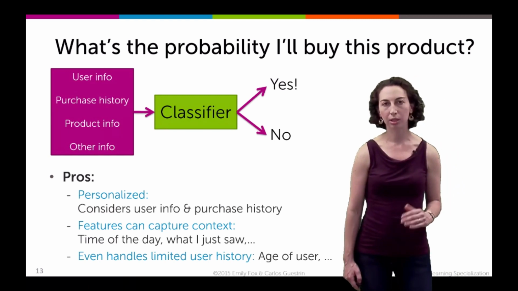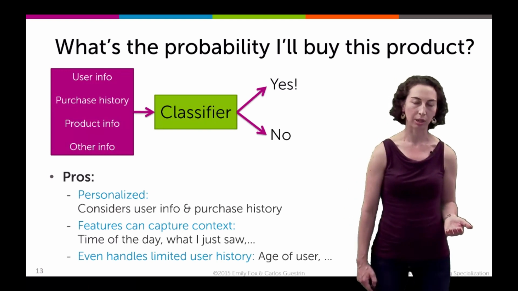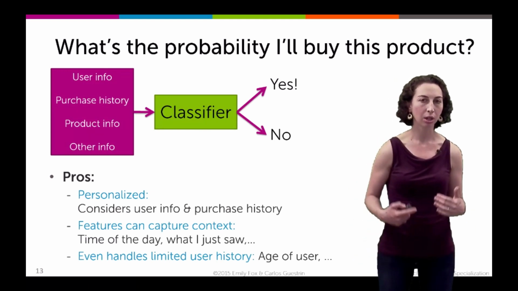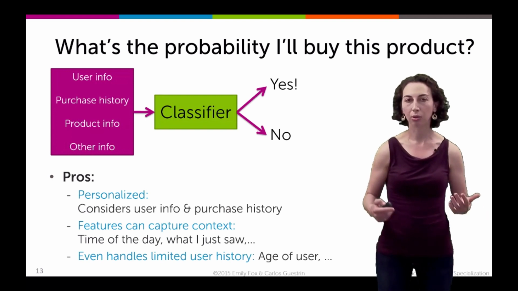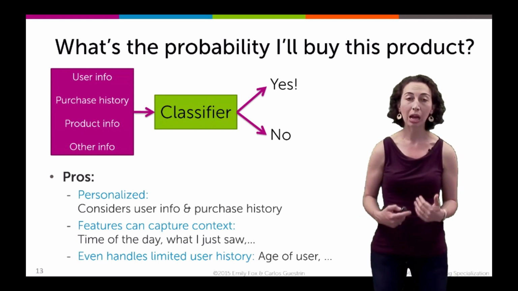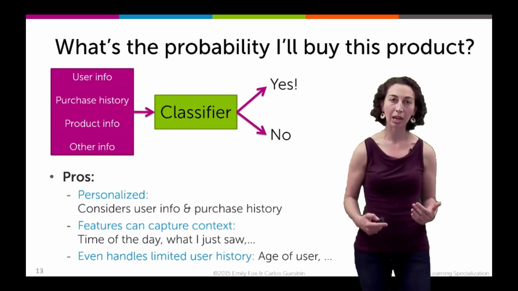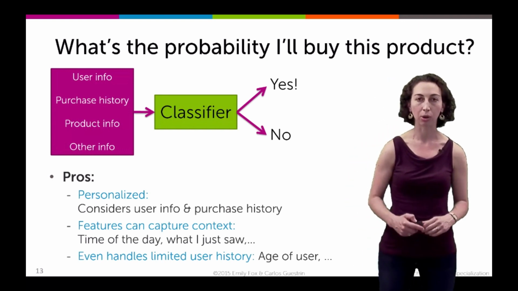And one other really nice thing about this approach is that it can handle a very limited user history. So for example, let's say I'm a user on Amazon and I haven't purchased many items in the past. For a lot of approaches, there might be a lot of ambiguity about what I might be interested in or not. But if you have information about me, such as my age, that alone can be very predictive of what I might like or not like.